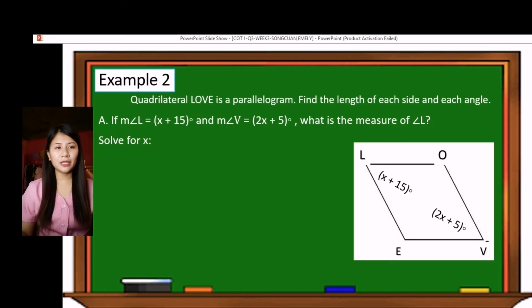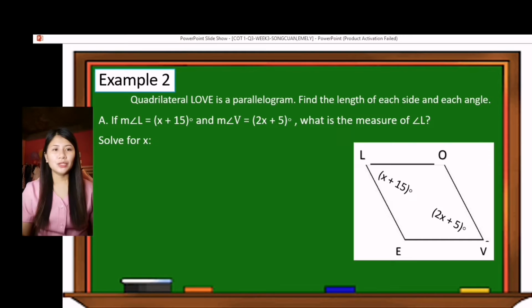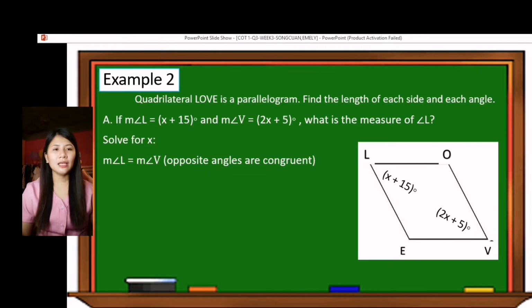So our first step here is we're going to solve for x. Always remember that angle L and angle O are supplementary. If we add the measure of angle L and angle O, their sum is equal to 180 degrees. So whatever the value of angle O, that is also the value of angle E. So we have the measure of angle L is equal to the measure of angle V, according to the property of a parallelogram, opposite angles are congruent.